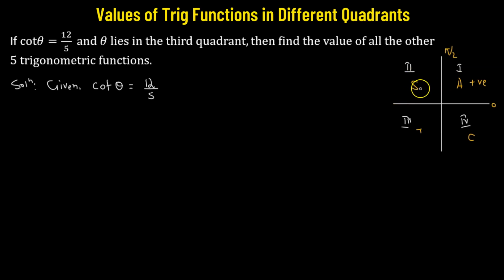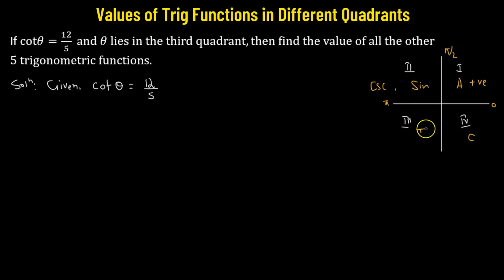Then coming to the second quadrant, S means the sine function is going to be positive and the other trig functions are going to be negative. Now since sine is positive, immediately we can say that cosecant, which is the reciprocal of the sine function, is also going to be positive. That means the remaining 4 trig functions are going to be negative. The second quadrant is defined as the angle between pi over 2 and pi.